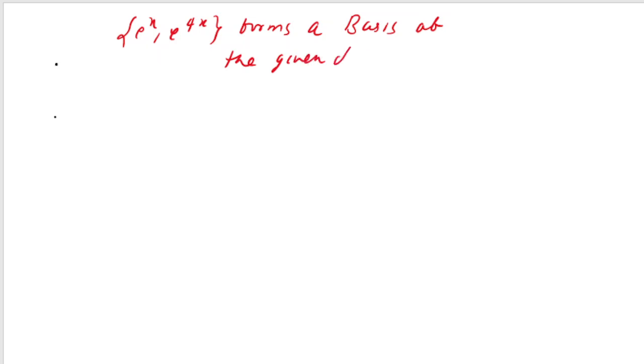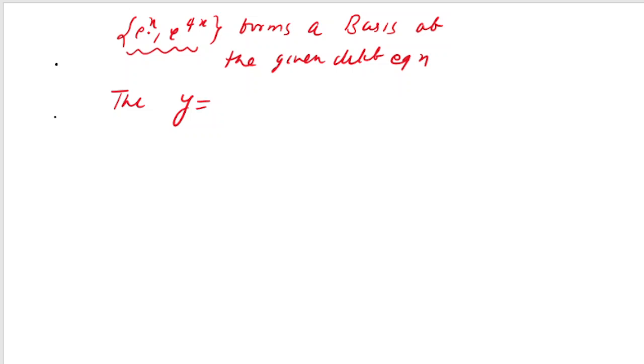So I am saying that e to the power x and e to the power 4x form a basis of the given differential equation. Now once we know the basis, we can write the general solution, and this is important. I am again repeating, this is very important. How do you write the general solution? If you know the basis solutions, the general solution is written as a linear combination of the basis solutions.